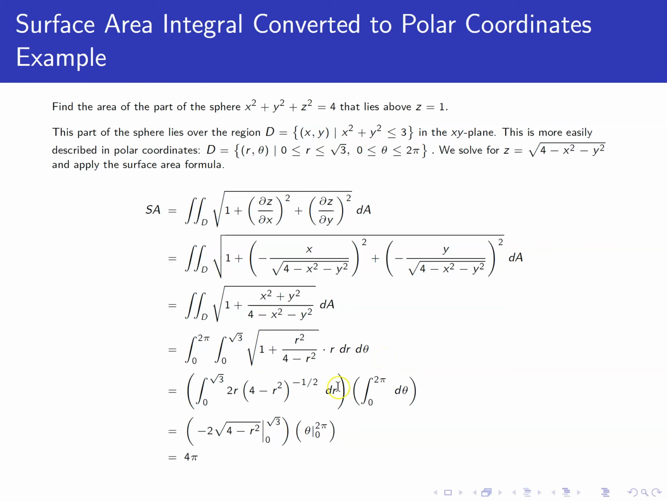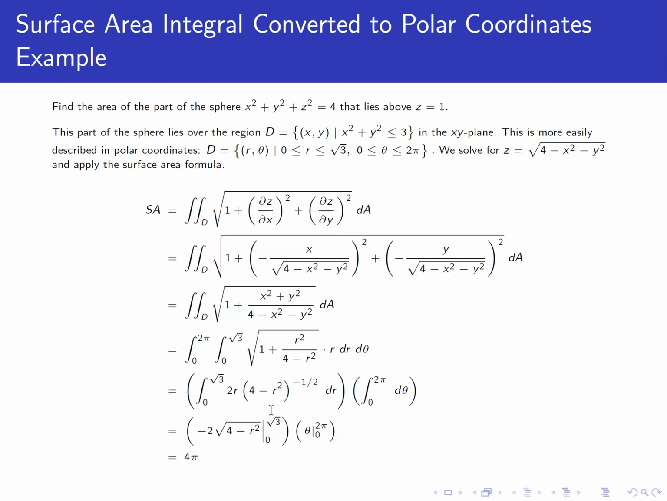We can, again, split this into two separate integrals because our region has constants for both theta and r, and our integrand is expressible as a function of r times a function of theta. So we can split it into two integrals. It just makes this right integral really easy because that's just going to be 2 pi.